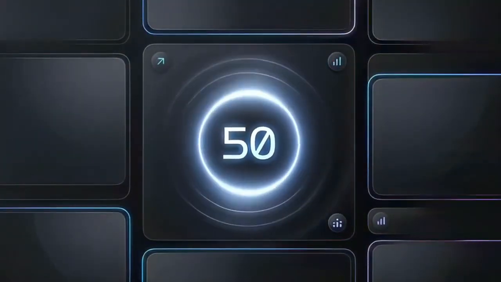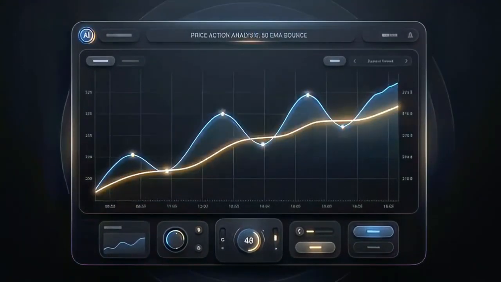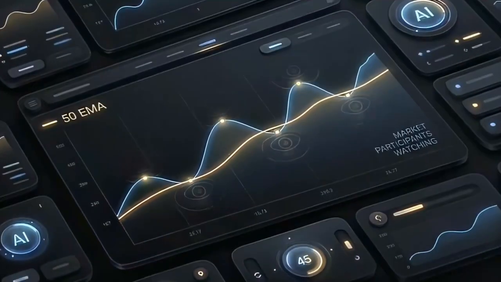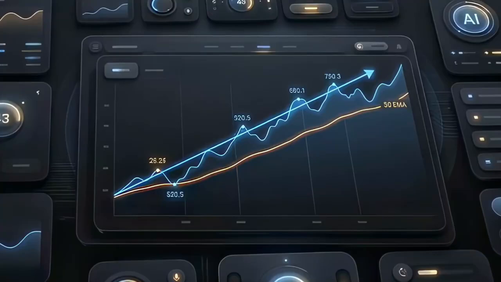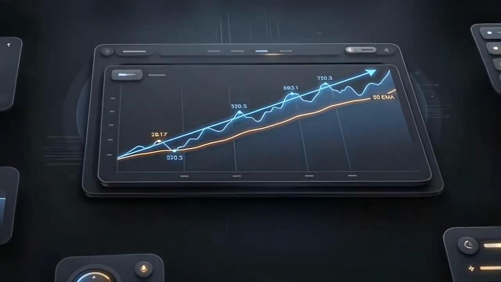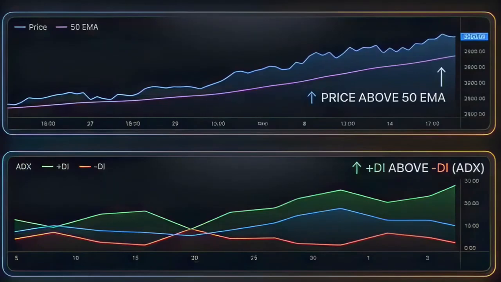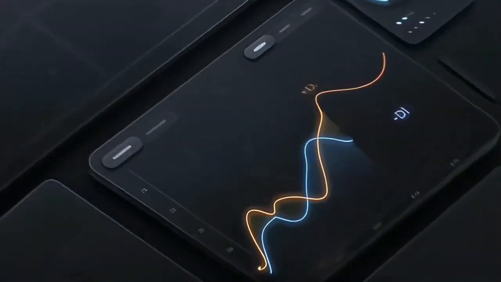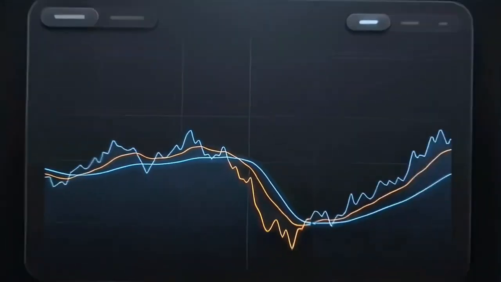But the 50 is different. Enough capital watches that exact level that price genuinely reacts when it arrives there. It works because everybody believes it, and that belief is the mechanism. So change a number when it is arbitrary, and keep it when it is a meeting point. Now establish the trend. Price above the 50, and the positive directional indicator above the negative directional indicator. That second condition matters, because it is the only part of this indicator carrying any directional information at all.